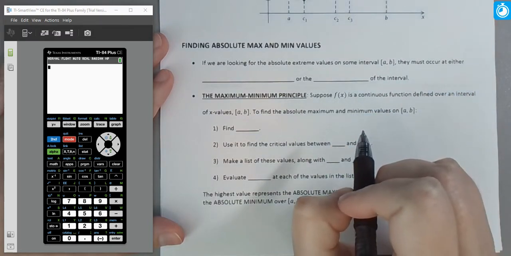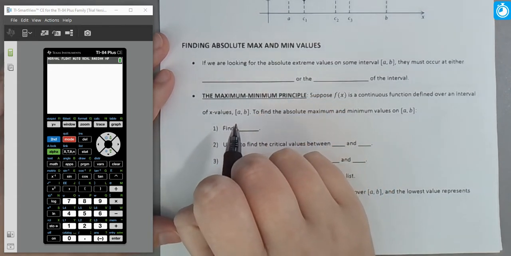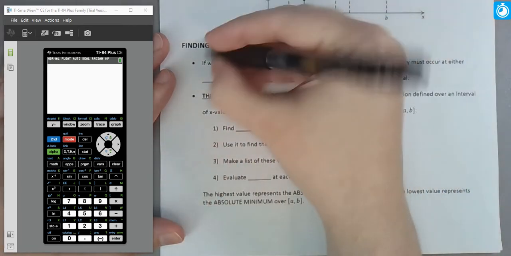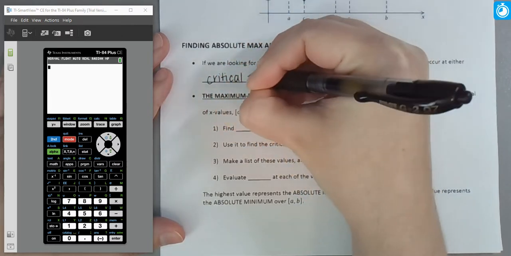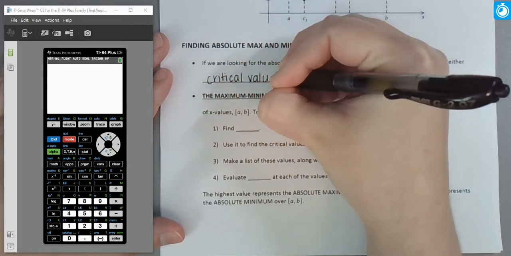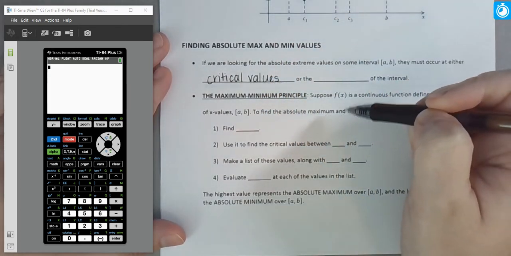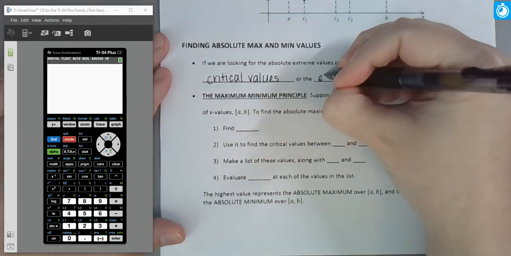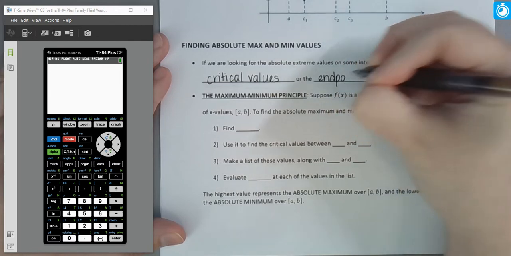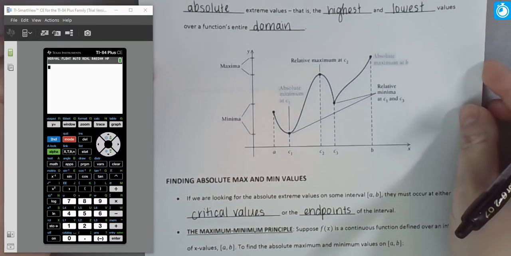One of two things is going to happen with respect to our absolute extreme values. They must occur at one of two different locations. They're going to occur either at our critical values, in other words, those ones that we find from our first derivative, those locations where we potentially have a valley or a peak on the graph, or alternatively, they're going to occur at the end points of the interval. And that's what we see from this particular graph.